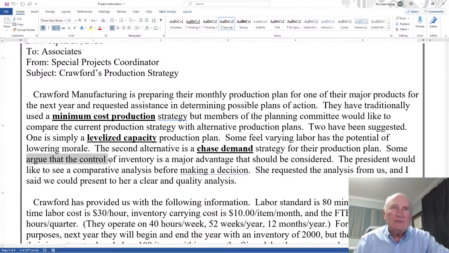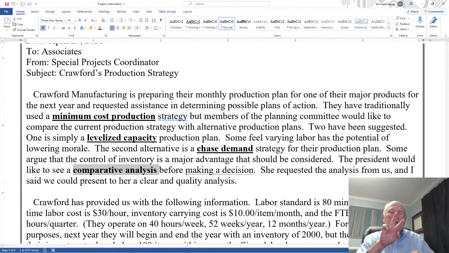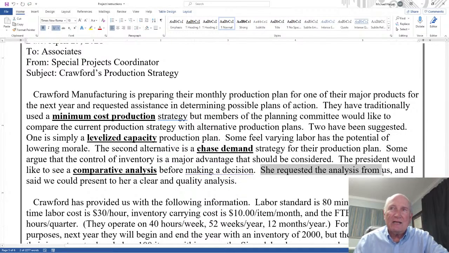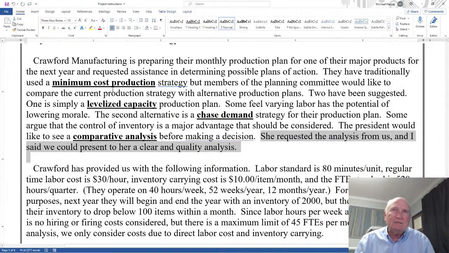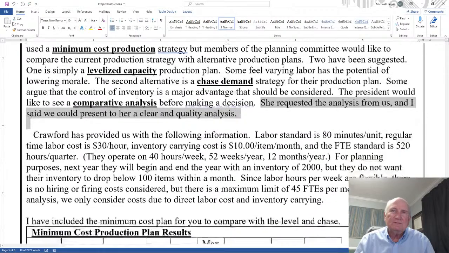Some argue that the control of inventory is a major advantage that should be considered. The president would like to see a comparative analysis, and what that means is you're comparing all 3, comparing them in your memo to the client, which is the president of this company, before making a decision. She requested the analysis from us, and I said we could present it to her, a clear and quality analysis. So we want to do a chase demand, level capacity, and compare that with the minimum cost.